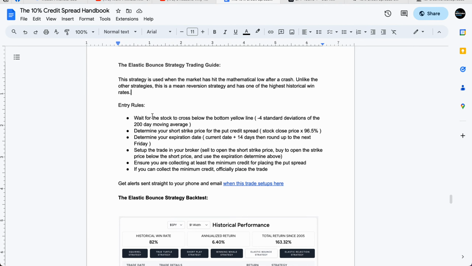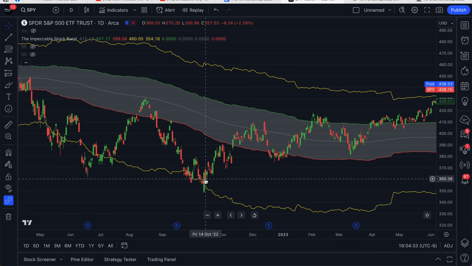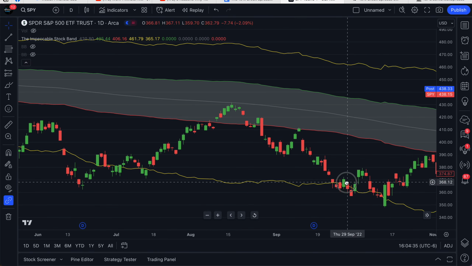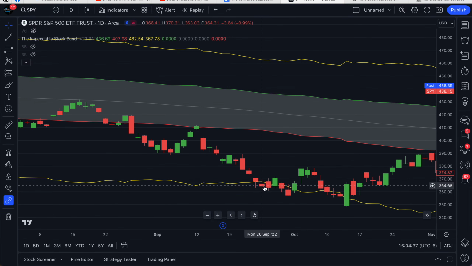So if we look at this, we're waiting for the stock to cross below the bottom yellow line that we just discussed. Then how do we set up this trade? Well, just like the prior one, we're going to set it up at 96.5. So this means that we're going to look at the stock's close price and multiply it by 0.965. Let's say we're right here. The stock crossed below this level. It's now below the yellow line. We know it hits the criteria.